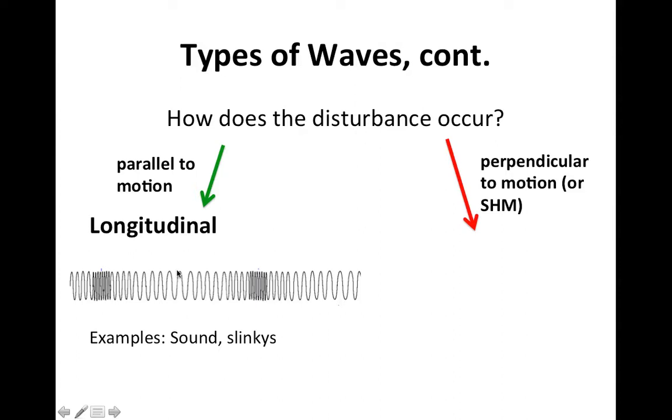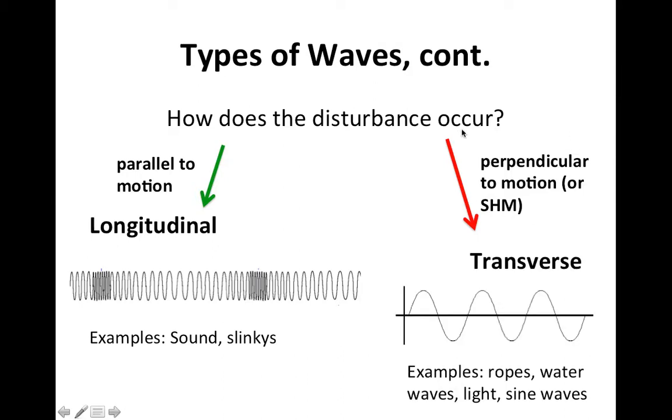Okay. The other option is that it's perpendicular to motion, and all simple harmonic motion falls under this category. And that would be called transverse. It's moving up and down while it's moving sideways, so that's perpendicular to its motion. So you end up getting sine waves with transverse. Examples would be ropes, water waves, like if you go to the beach, light is a transverse wave, and sine waves. Anything that's going to make this pattern is considered transverse.